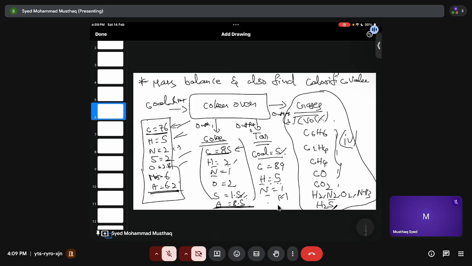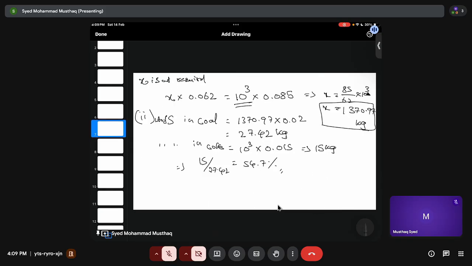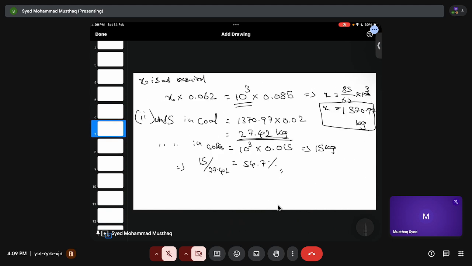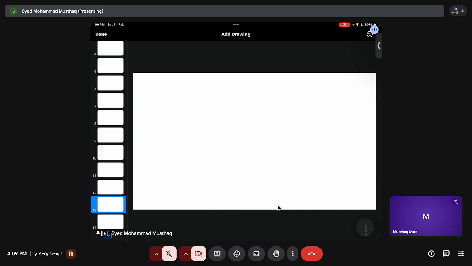So you can directly relate, we have sulfur here and sulfur here. So we know the amount of sulfur present in coal is 27.42, and also we have sulfur in coke, and that is 15, right? That will give me the amount of sulfur that is left. So this is 12.42 kilograms of sulfur present.